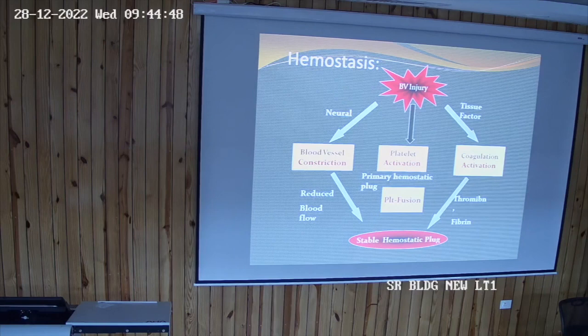Once you know the normal mechanism, then we can apply it. Whether there is a problem in the structure of platelet, whether there is decrease or increase in the platelet count. So what will happen if there is decrease in the platelet count? The structure of the platelet is normal, but the count is below normal. What happens if the count is normal, but the structure of the platelet is not normal, or the content of the platelet is not normal? So the scenario gets changed.